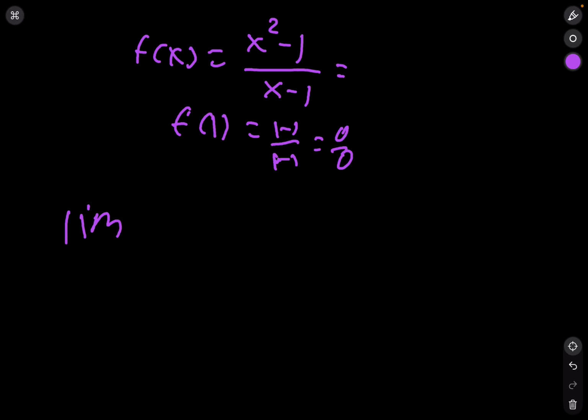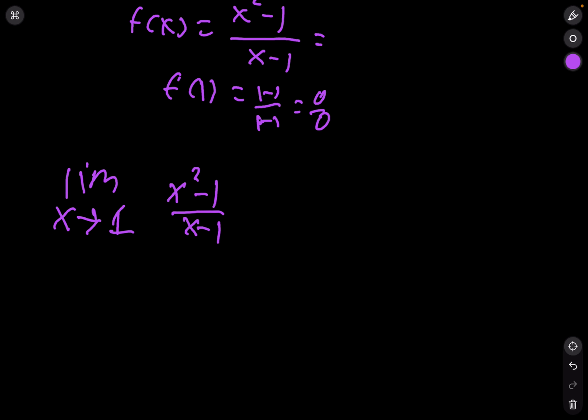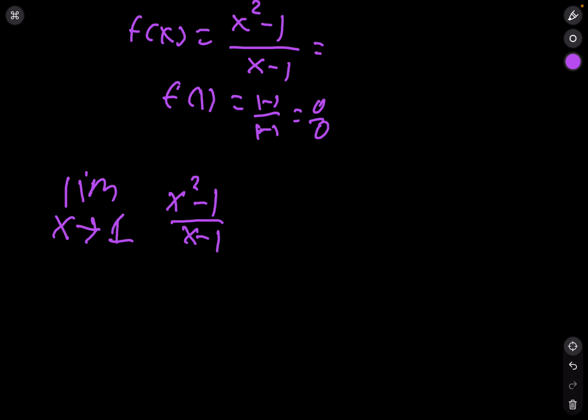You might remember this from your pre-calc or algebra class. If you look closely, you can see that we're able to factor x squared minus 1. And you might be wondering, how can I do that? Well, you can factor it as x minus 1 times x plus 1, because it's a difference of squares.